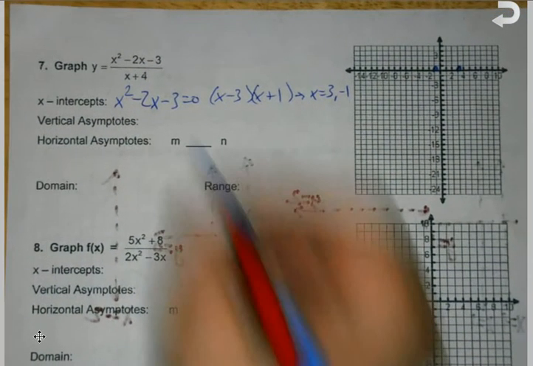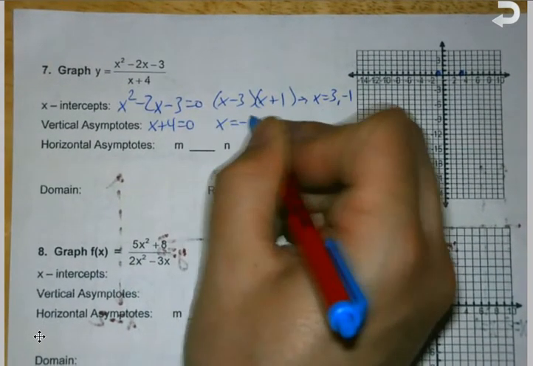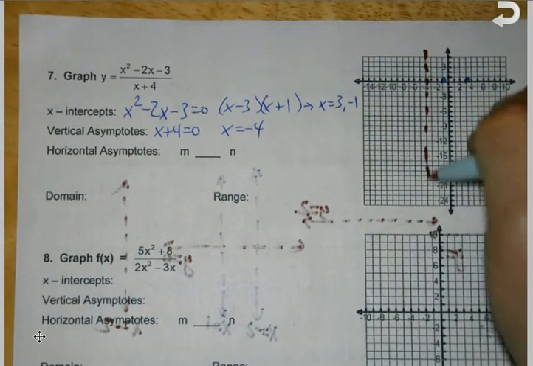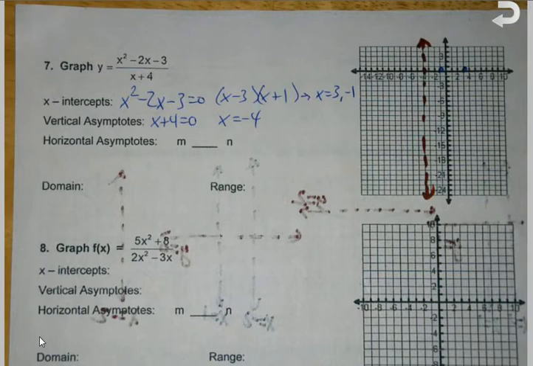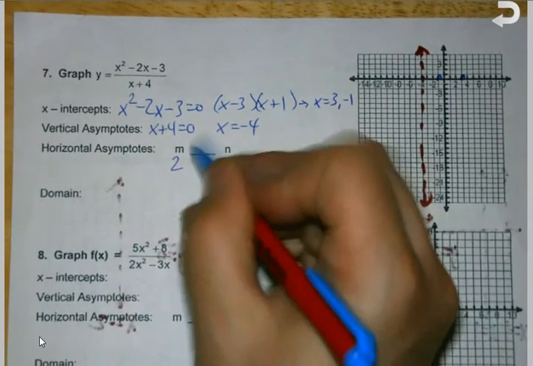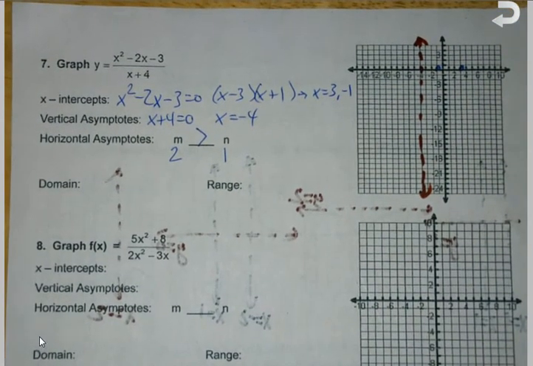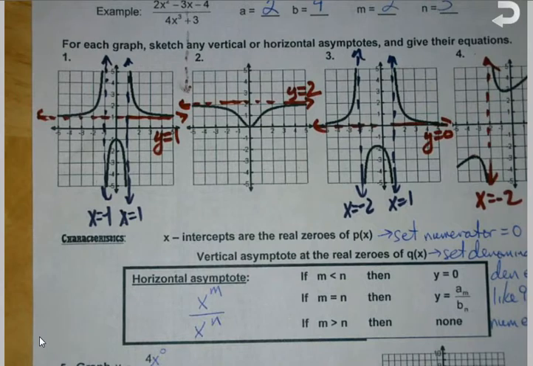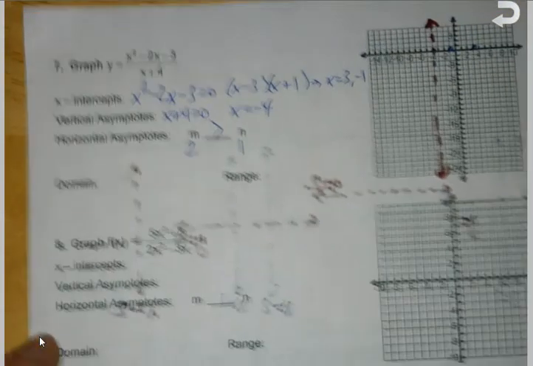My vertical asymptotes, I set the denominator equal to 0. So x equals -4. Draw that in. Horizontal asymptotes, my m value is 2, my n value is 1. So m is greater than n. So if we take a quick flip back just to make sure, m is greater than n, I have none. So flip back one more time.